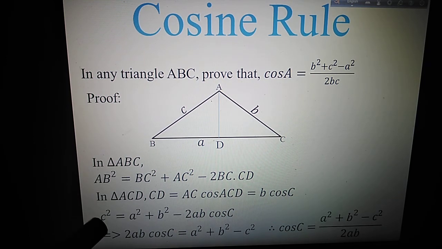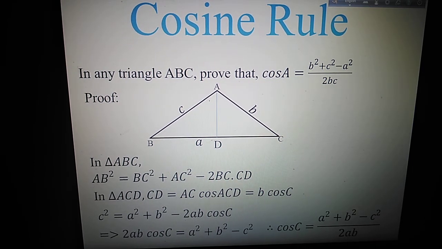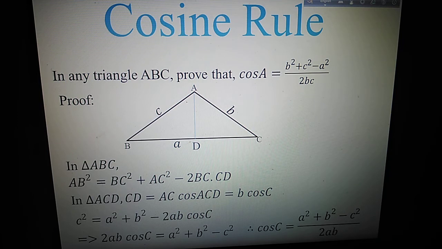So that means we get c square equal to a square plus b square minus 2ab cos C, and 2ab cos C equals a square plus b square minus c square. We just change the side and change the sign, and as a result we get cos C equal to a square plus b square minus c square divided by 2ab. Hence we get the proof of the cosine rule.